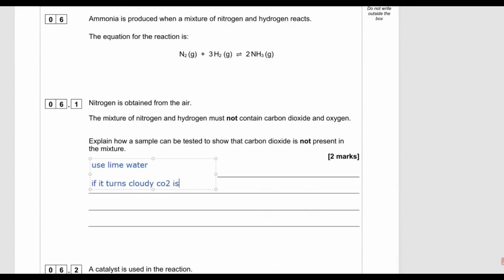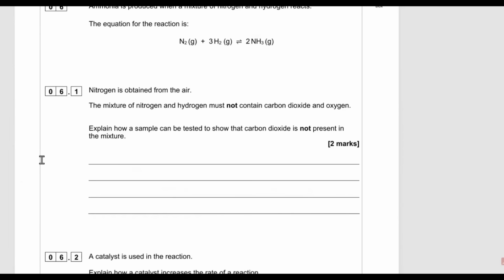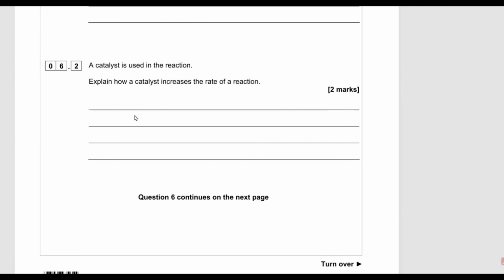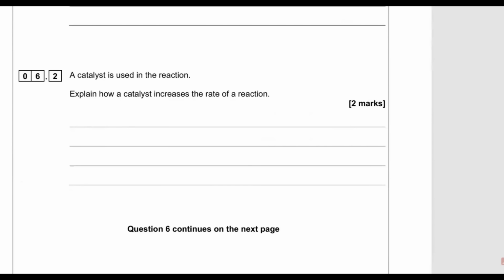You know the test. Easy peasy. Use lime water. It will turn cloudy if carbon dioxide is present. If you don't know your test, get a revision card, and you need to know off by heart the test for oxygen, carbon dioxide, hydrogen, and chlorine. You need to know those 4 gas tests.